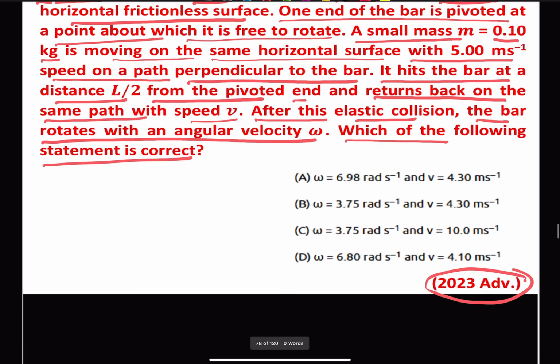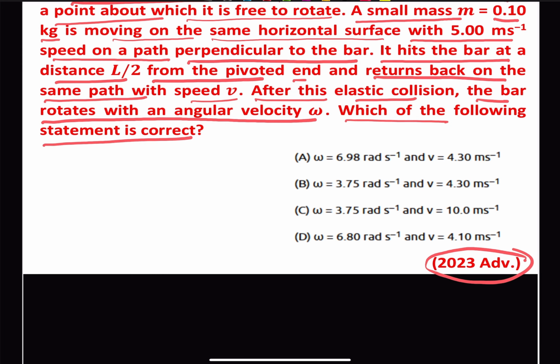So we can just draw the basic diagram of our question. Suppose this is our rod and this is a pivot point, let us call this O, and this is O prime, and we have a mass m which strikes the rod at the midpoint. So this distance will be L by 2 and this distance will also be L by 2, and let us suppose the velocity with which it strikes is given as u.